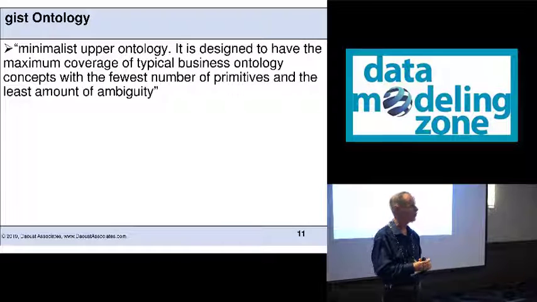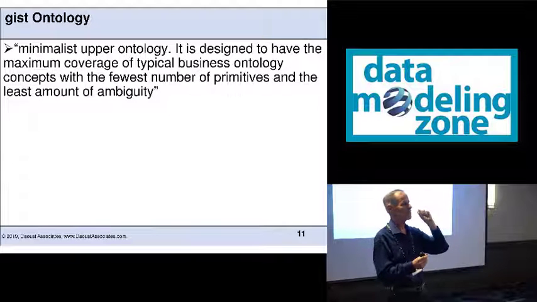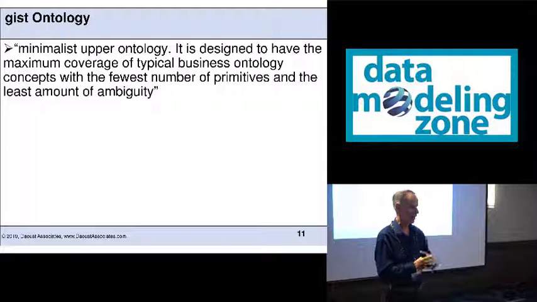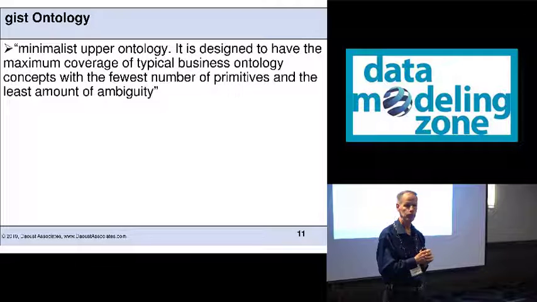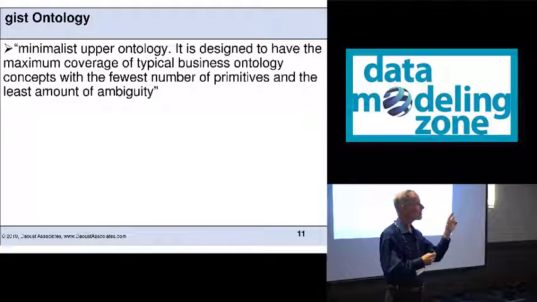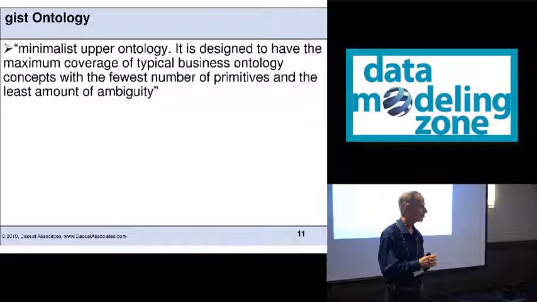So here's what they call their ontology. They say it's a minimalist upper-level ontology, so it's like the universal data model patterns. They say it's designed to have the maximum coverage of typical business ontology concepts with the fewest number of primitives and the least amount of ambiguity. What was primitives again? Sorry, what did that mean? Primitives, I think, just means the fewest number of entity types, abstracted out. Yep, okay.